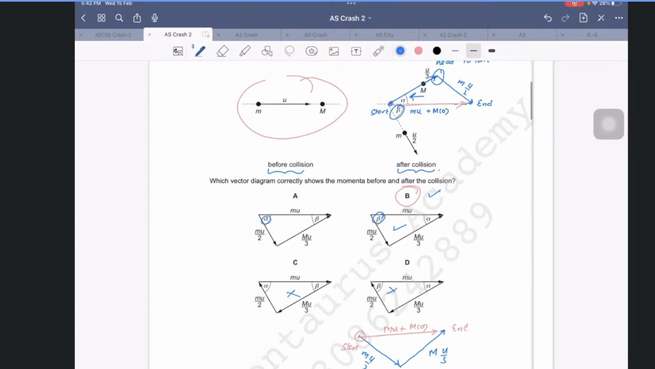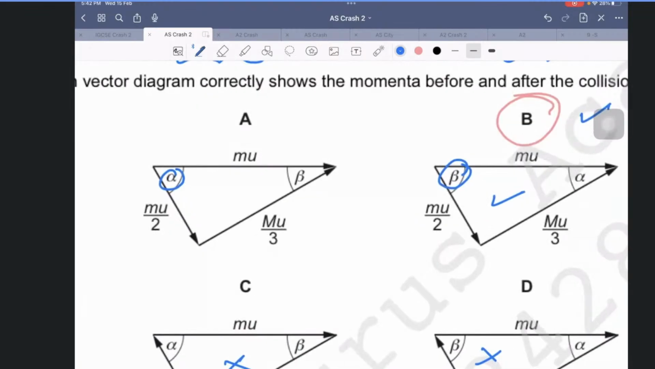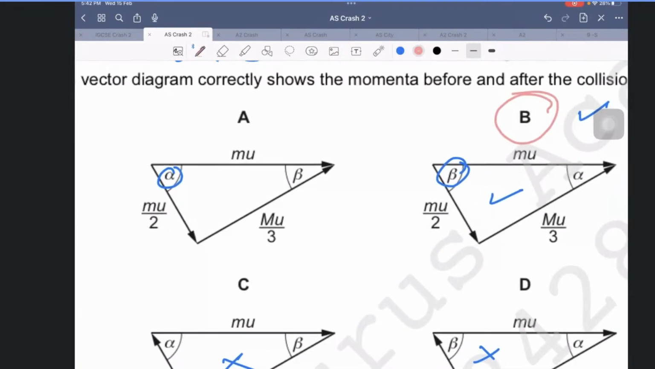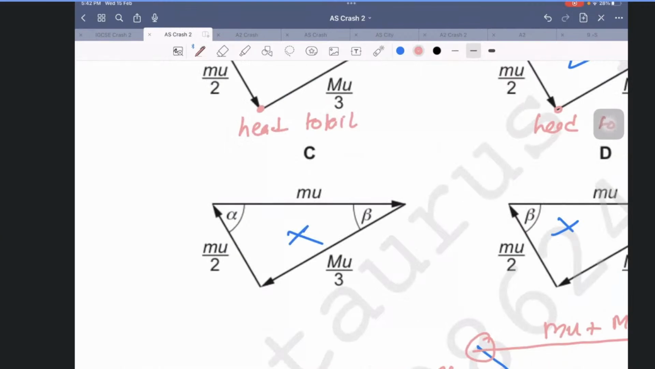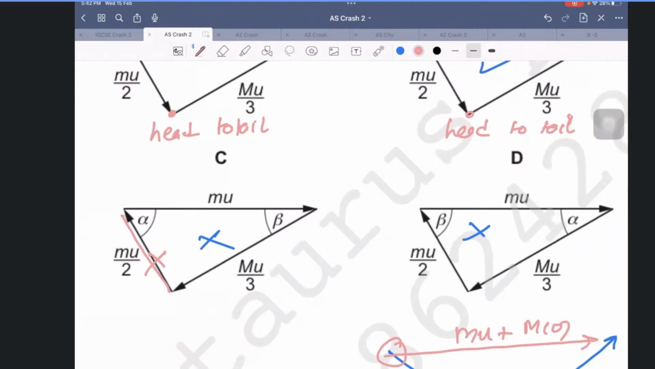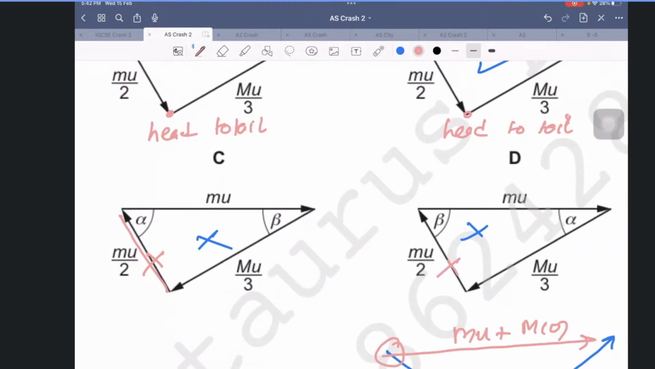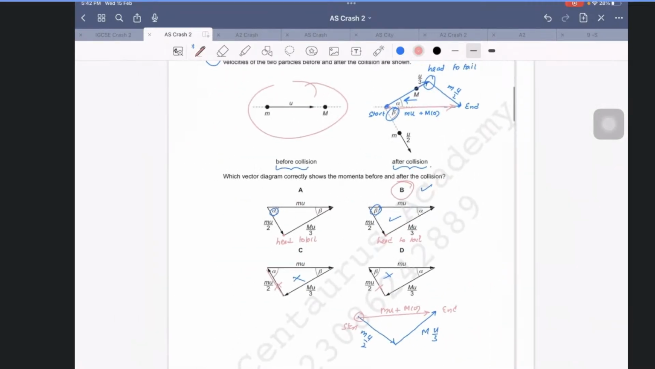These two are absolutely wrong. How do I know this? I know this because in both a and b, you might see that they have the right head to tail. These ones do not. You can see one vector is going like this, which is the opposite direction, so this is not head to tail at all. And this is also wrong because this is not head to tail at all. Alright, that's fine. Any questions now?